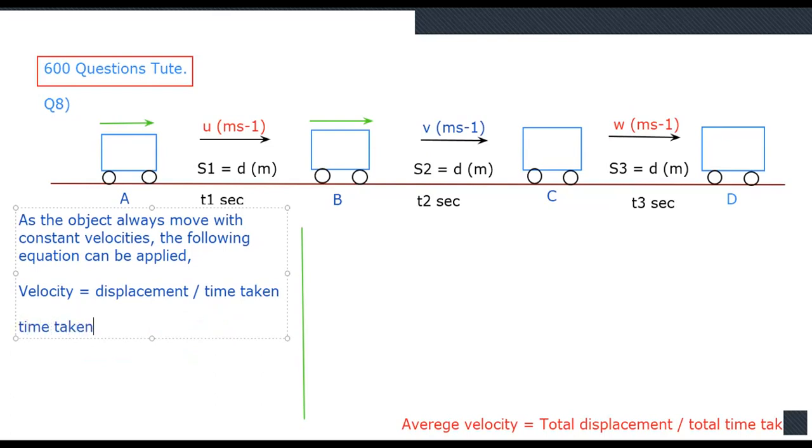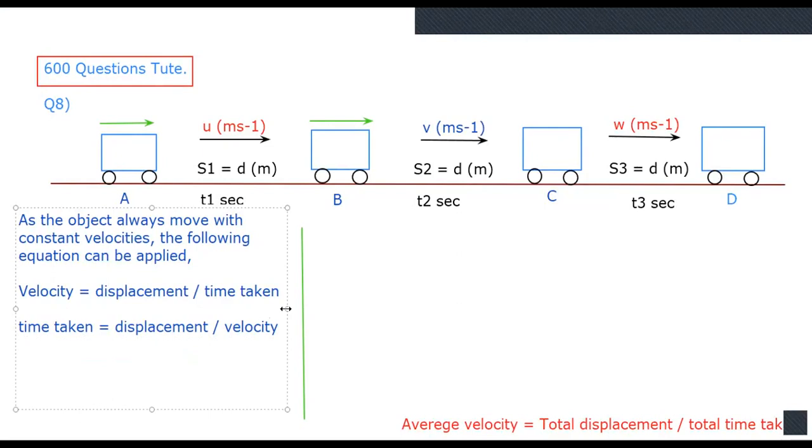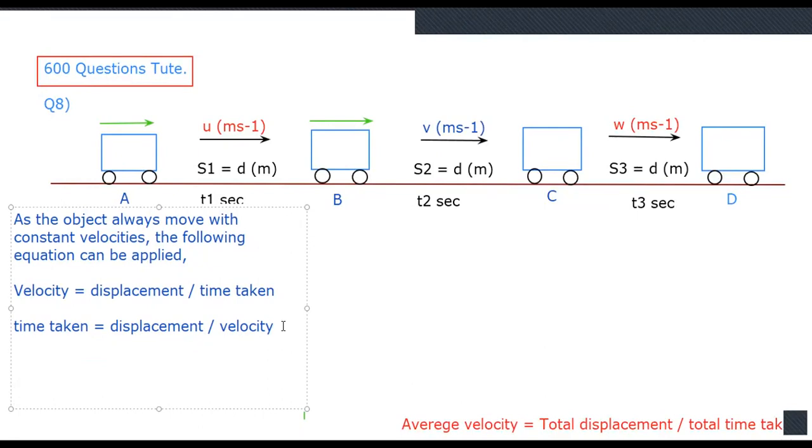Time taken equals displacement divided by velocity. Can you understand it here? And let me mark this equation as equation X. We have to put a certain letter, then it will be much easier. Write them all here, quick.